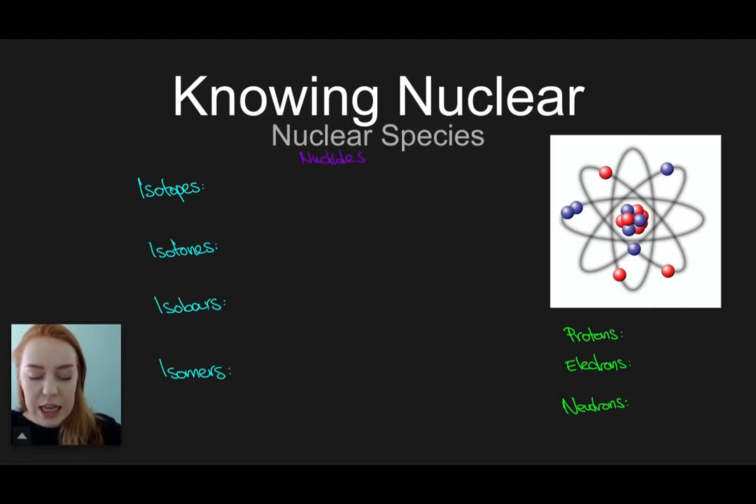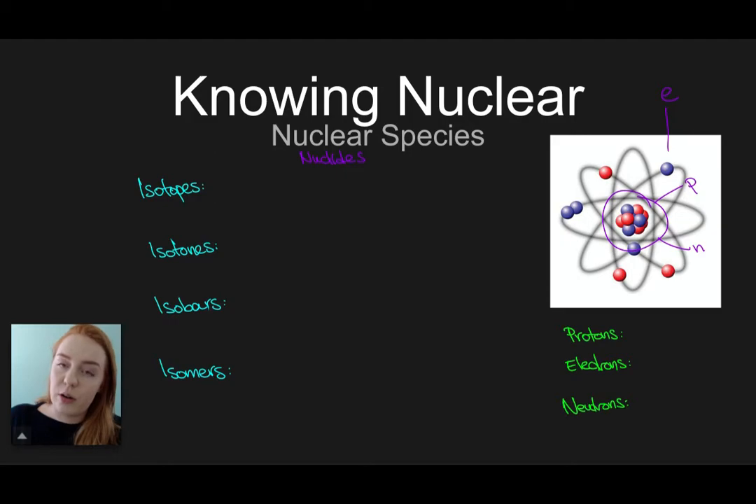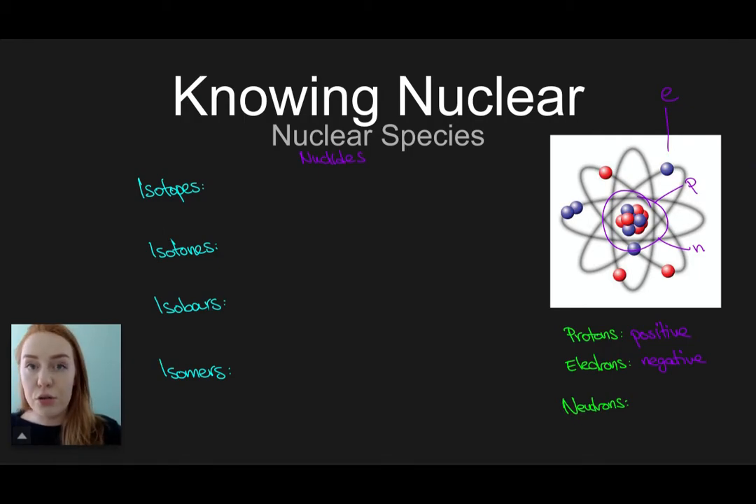We know inside the nucleus, we have what are called nucleons. And nucleons are protons and neutrons. And they can be arranged in the nucleus in a number of different ways. Then we have our electrons flying around the nucleus. Just a quick reminder, protons have a positive charge. Electrons have a negative charge. And neutrons are neutral, so they have no charge.